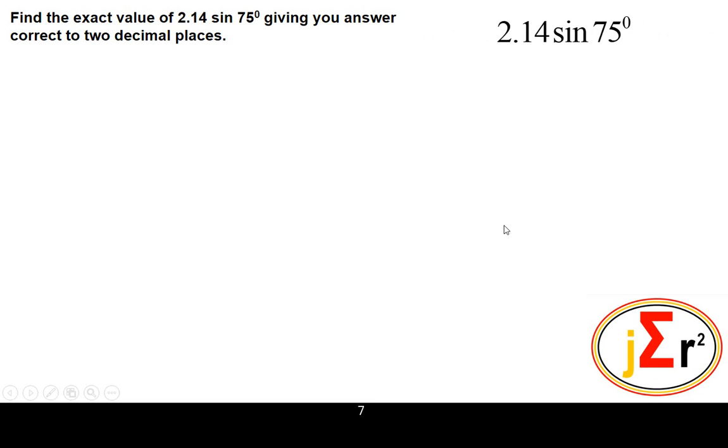For this problem, we are required to find 2.14 sine 75 correct to 2 decimal places. So, the statement of the problem: find the exact value of 2.14 sine 75 degrees, giving your answer correct to 2 decimal places.